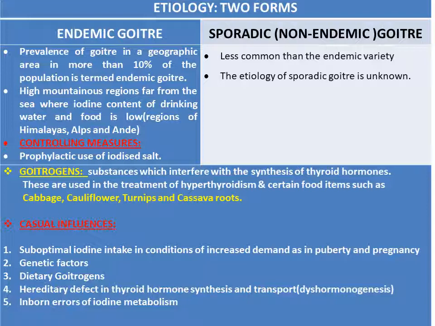Sporadic goiter, or non-endemic goiter, is less common than endemic goiter. The etiology of sporadic goiter is unknown; the cause is still unknown. Goitrogens are substances which interfere with the synthesis of thyroid hormones. These are used in the treatment of hyperthyroidism, along with certain food items such as cabbage, cauliflower, turnip, and cassava roots. These vegetables decrease hyperthyroidism. Causal influences are suboptimal iodine intake in conditions of increased demand, as in puberty and pregnancy, genetic factors, dietary goitrogens, hereditary defect in thyroid hormone synthesis and transport, dyshormonogenesis, and inborn error of iodine metabolism.